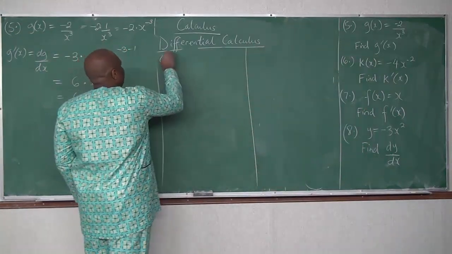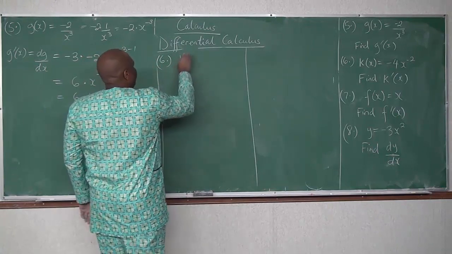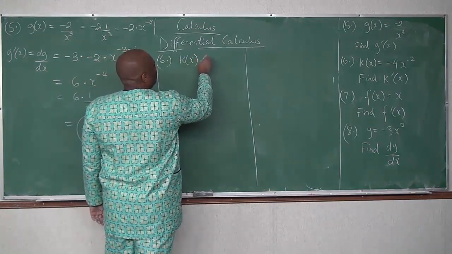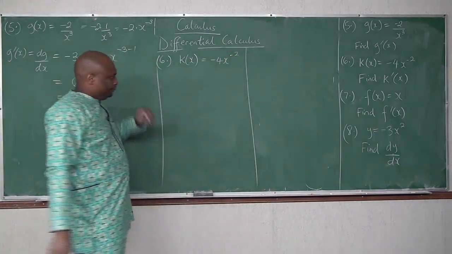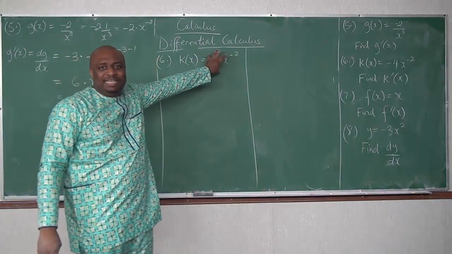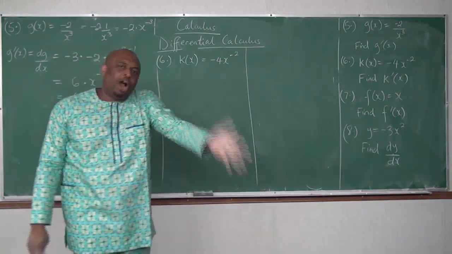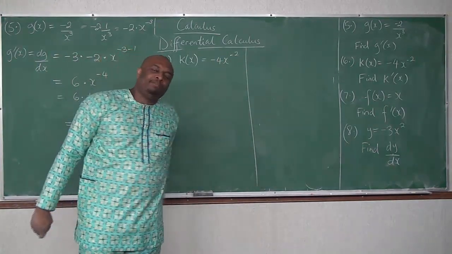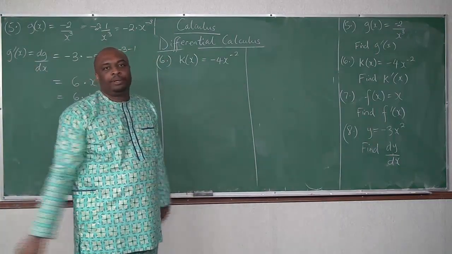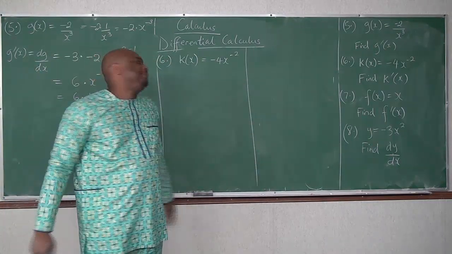Question 6. K of x is equal to negative 4x exponent negative 2. So they gave it to us in exponent form. We're going to give it back to them in exponent form.